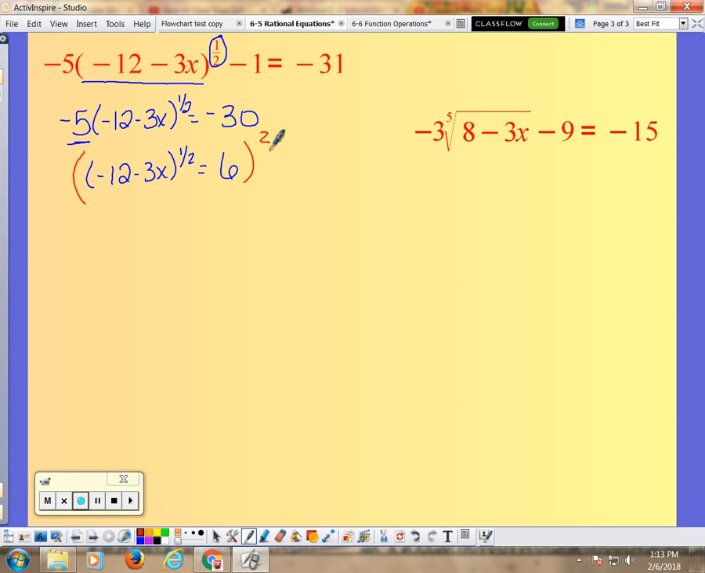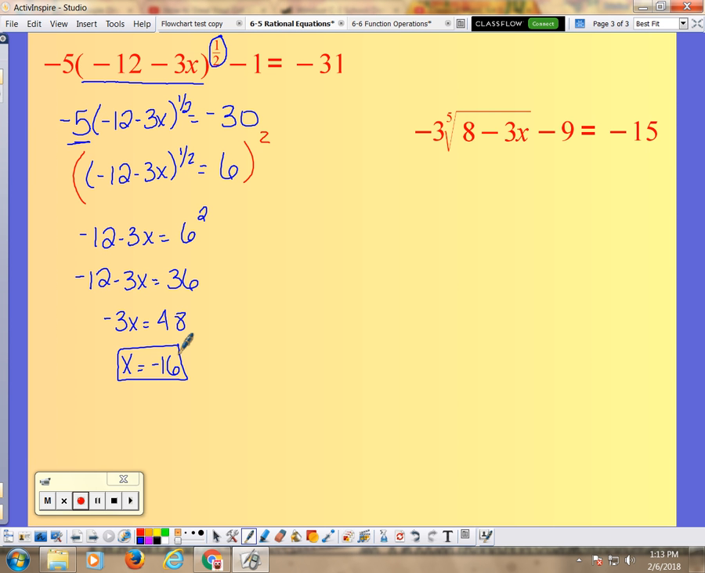So that tells me that I'm going to square everything, remember? So this becomes -12 minus 3x equals 6 squared, or -12 minus 3x equals 36. If I add 12 to the other side, I get 48. If I divide by -3, I get -16 is my answer.